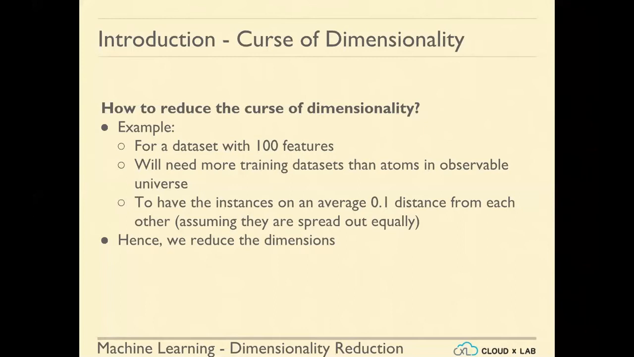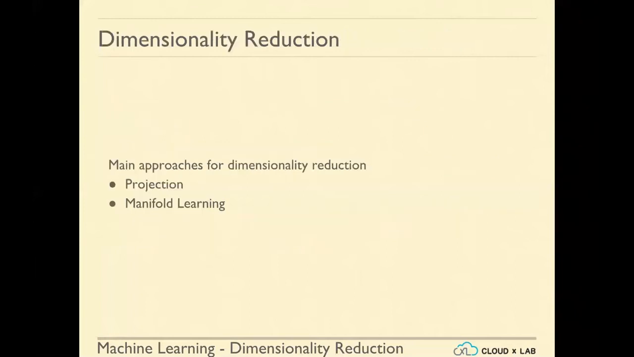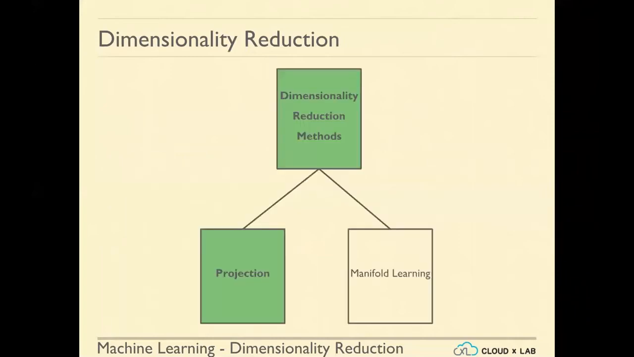So generally, when the dimensions are too huge, it's better to reduce them, right? There are two approaches to dimensionality reduction. First of them is projection. Second one is manifold learning. We'll talk about projection first, and then we'll talk about manifold learning.